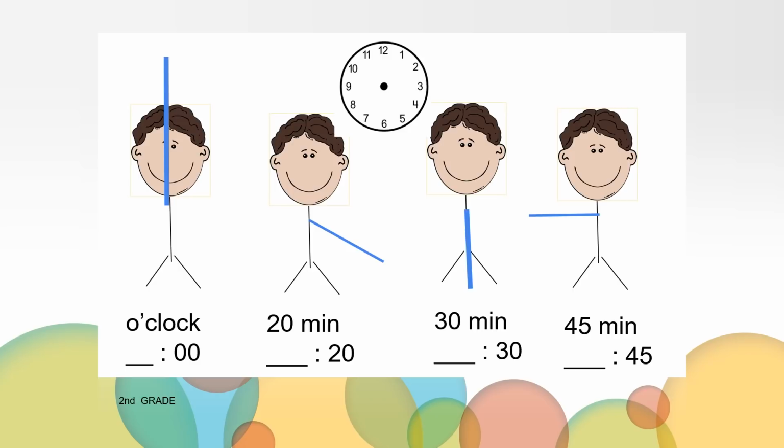The minute hand is showing 45 minutes. How did you do? Can you move your arm around your body like the minute hand on a clock? Now I'm going to show you a digital clock. Your job is to use your arm to show where the minute hand would go. Remember, the minute hand is the long hand.